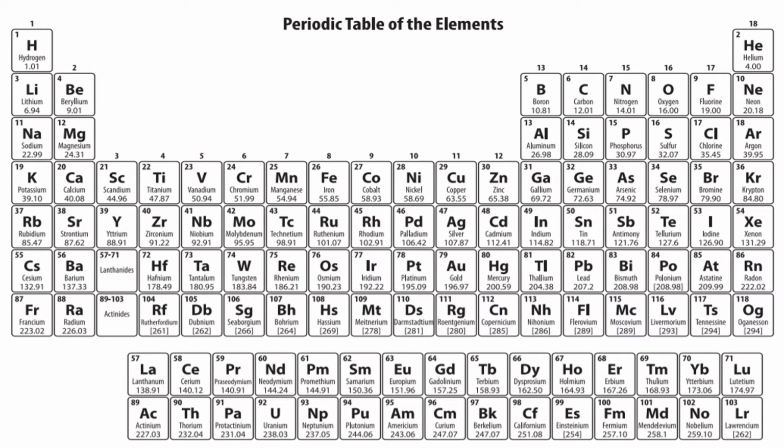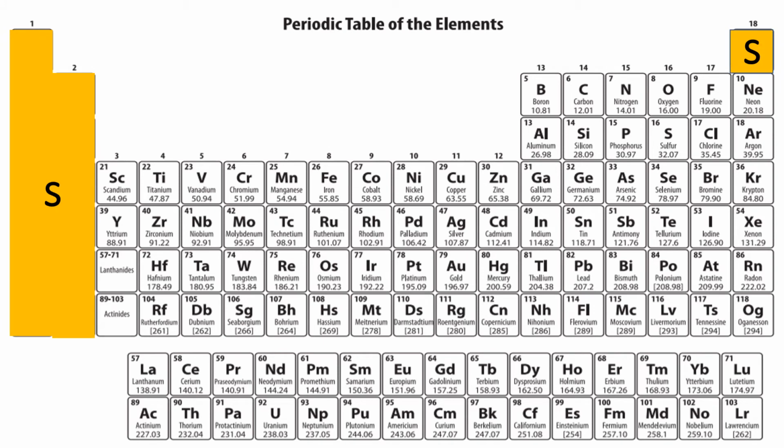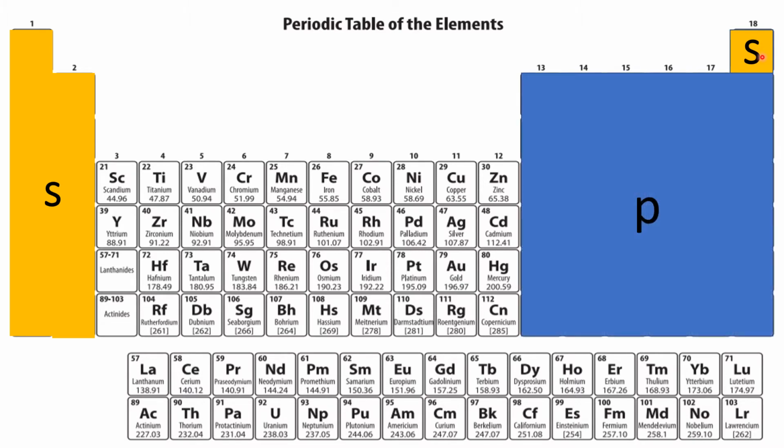Now, let's get your periodic table and let's locate your S subshell, your P subshell, your D subshell, and your F subshell. Your S subshell is located in your group 1 and group 2 elements, and also with your helium element here. Next is your P subshell. They are located in your group 3, group 4, group 5, group 6, group 7, and group 8 elements, except your helium.